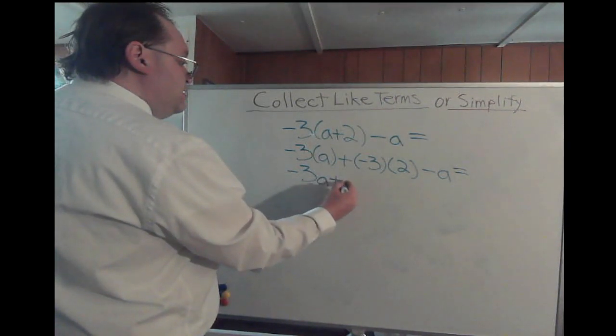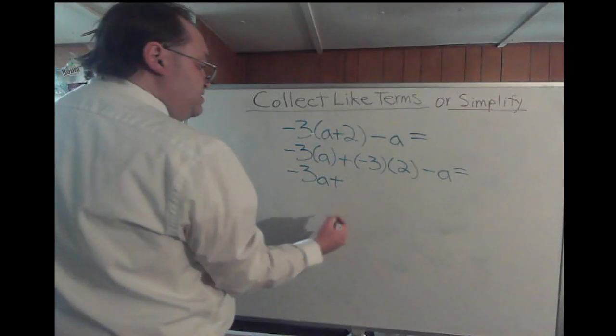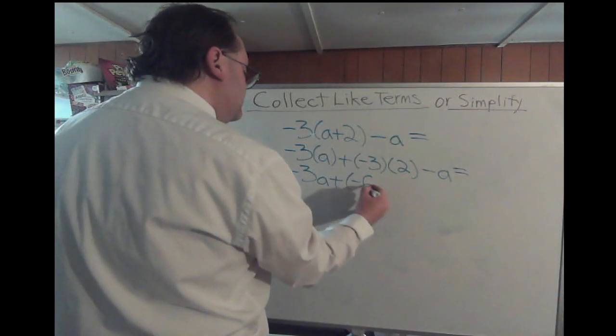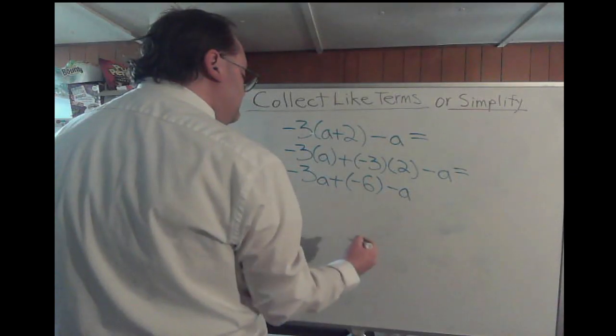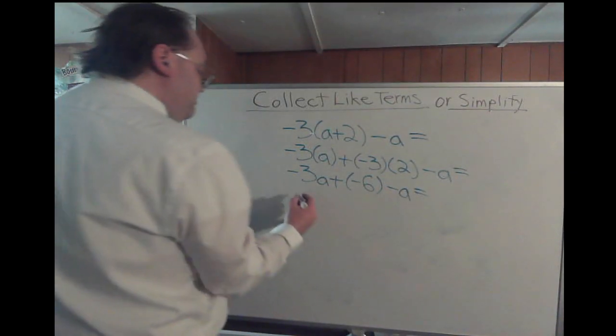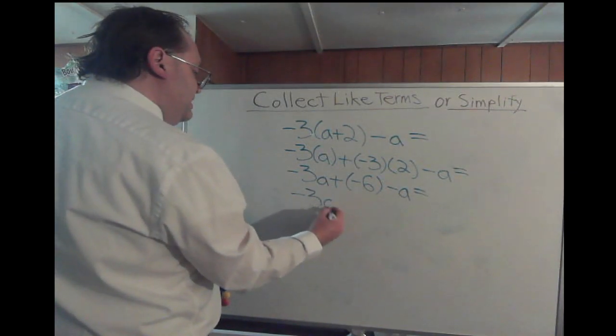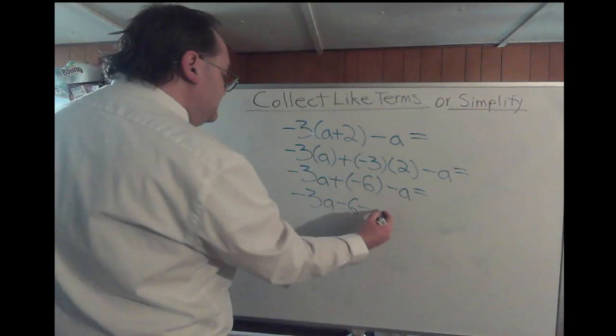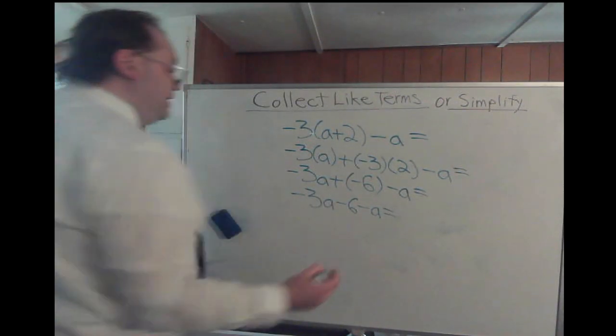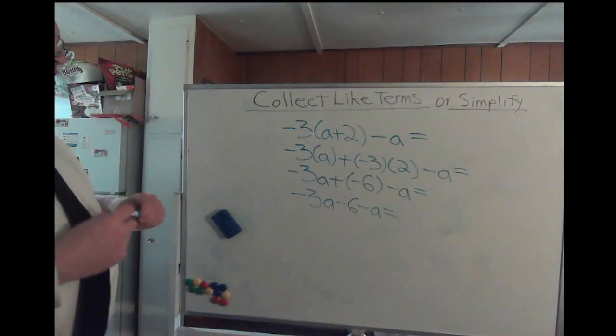plus, what is negative 3 times 2? That's negative 6. Then you have minus a, which we can rewrite as negative 3a minus 6. Then we just have minus a.